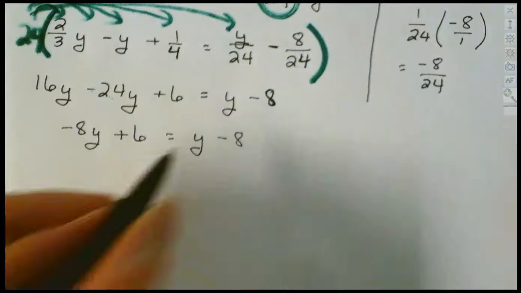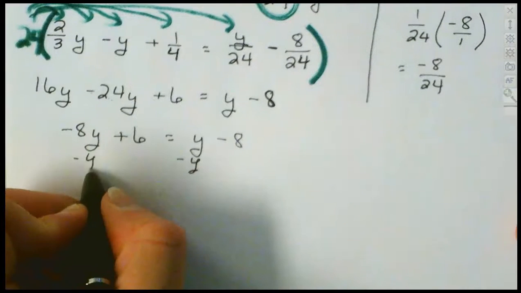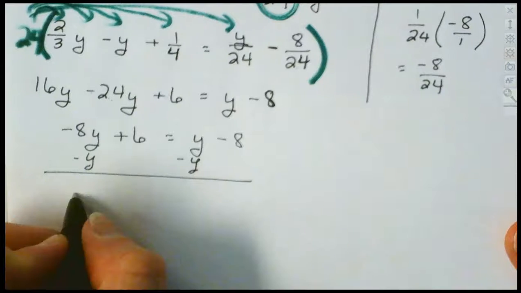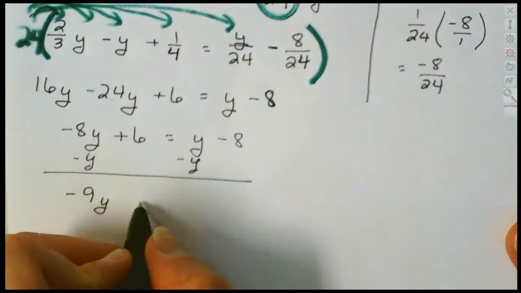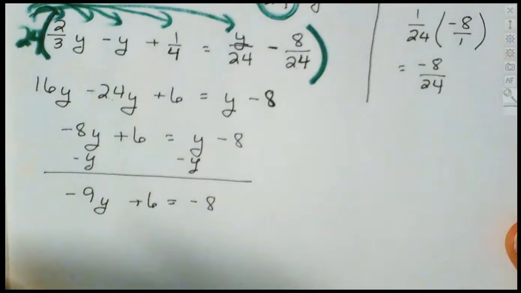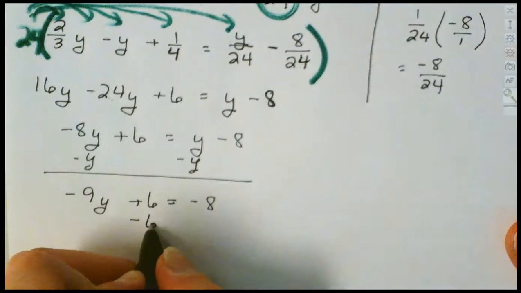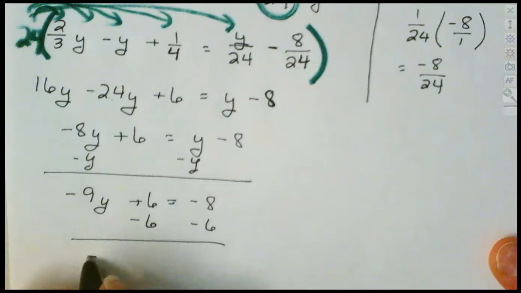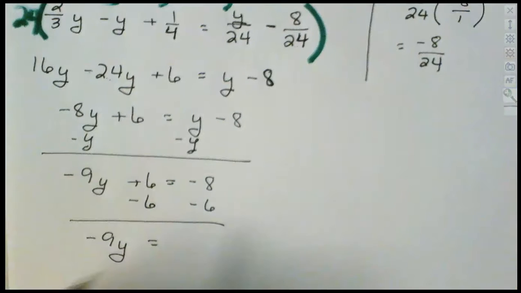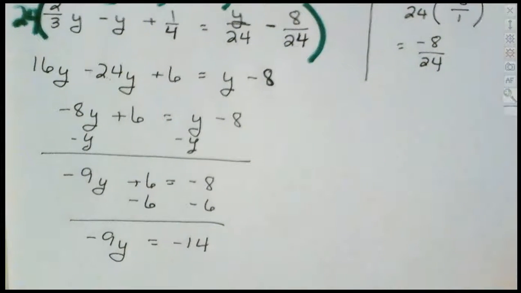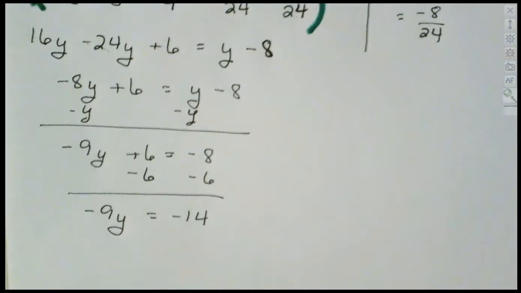Proceeding, we're going to move that y over with subtraction. And that makes it now a minus 9y. We move it over. Plus 6 equals a negative 8. The 6 needs to be moved over with subtraction. And now we've got minus 9y equals, looks like a minus 14, isn't it? Okay, yep, everything looks right there. We're just making sure we don't make a mistake anywhere. Everything looks right. We're double checking our addition and subtraction.